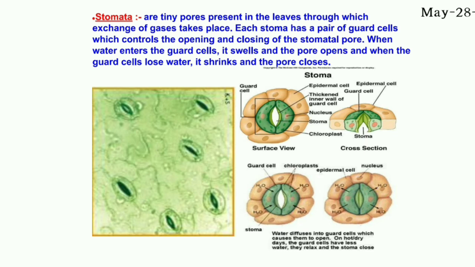So basically, what the stomata is: stomata is nothing but a structure, a tiny pore we can say. It is present in the leaves and exchanges the gases, and each stoma has a pair of guard cells. Look at the green colored guard cells. These guard cells control the opening and closing of the stomatal pore. When water enters the guard cells, they swell up and the pore opens, and when the guard cells lose water, they shrink and the pore closes. Whenever shrinking happens, the pore closes.